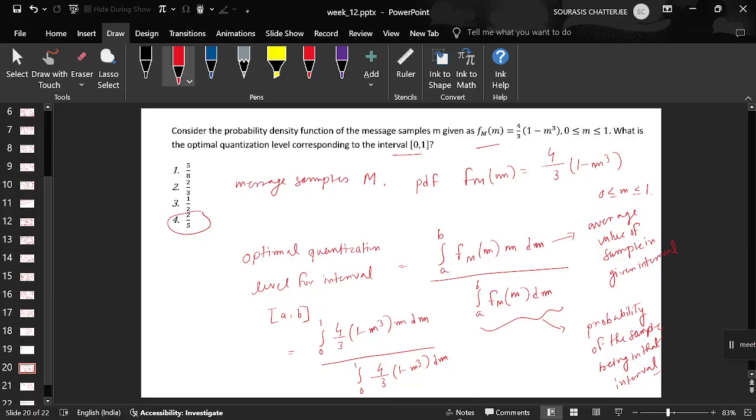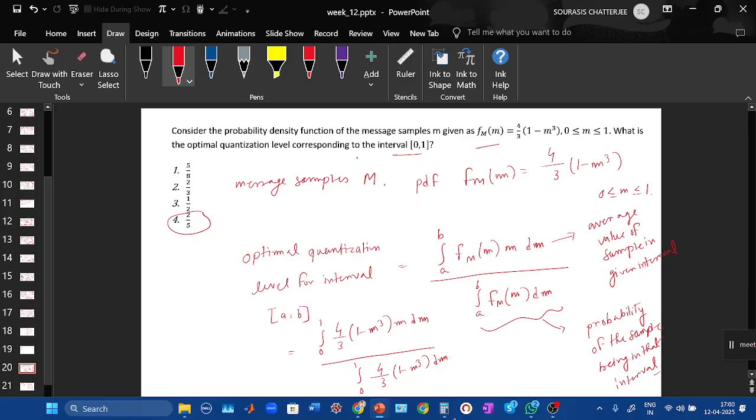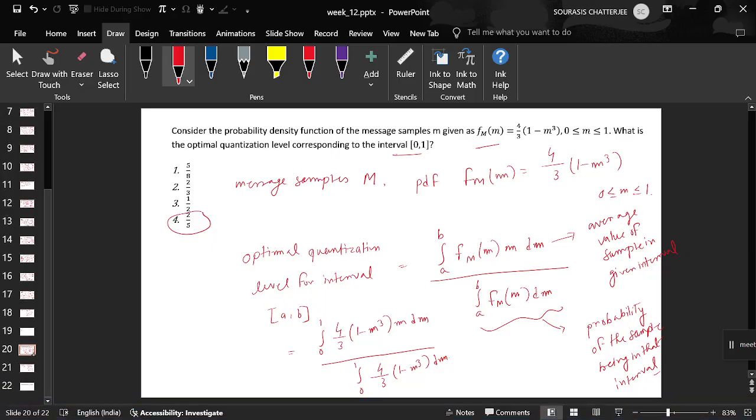Remember this one thing, that the quantization level corresponding to the same interval will change based on the probability density function. For example, had this been the uniform density, you can do the calculation as a part of homework. It will become the midpoint, that is 0.5. But for this particular probability density function, which is a bit skewed, you can see that the optimal quantization level is not 0.5 but it is actually 2 over 5 or 0.4. So based on the probability density function, your optimal quantization level will keep changing, but if you know the generic formula for finding the optimal quantization level in any interval, that is this, then you won't have trouble finding any.